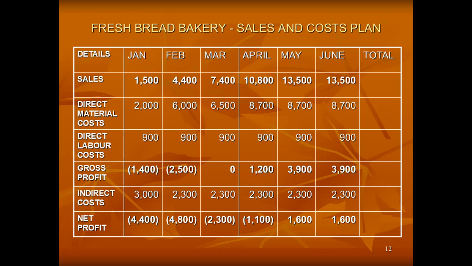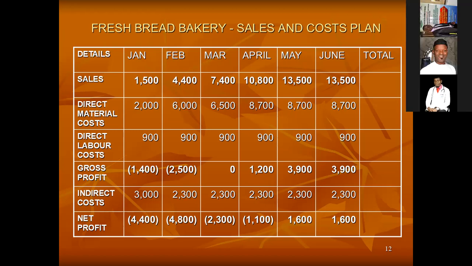Look at the money he put in to start up to make the first production, 2,000 naira. Look at the money he put in to make the second production, second month, 6,000 naira, 6,500 for the third month, 8,700 for it. So he's putting in more money, but you can see that he's making more sales.